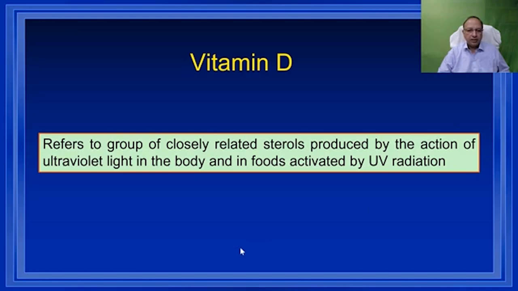Coming to another hormone, that is vitamin D. It is defined as a group of closely related sterols that are produced by the action of ultraviolet light in the body and in foods activated by ultraviolet radiation.